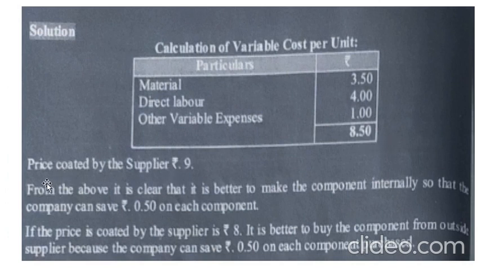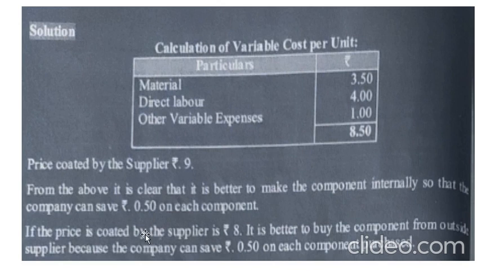So the management has decided that the price quoted by the supplier is rupees 9, where the supplier has decided to give the product for rupees 9. From the above, it is clear that it is better to make the component internally so that the company can save rupees 0.50 on each component. Looking only at the variable expenses, the company can make the product, because the total expense is 8.50 and the supplier is giving it for 9 rupees, so you can save 0.50, that is 50 paise, on each component.